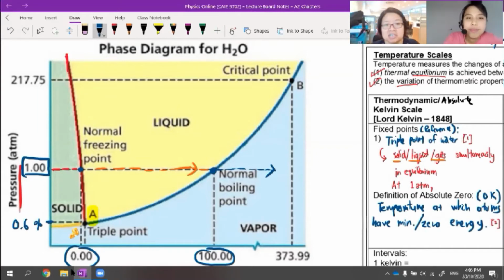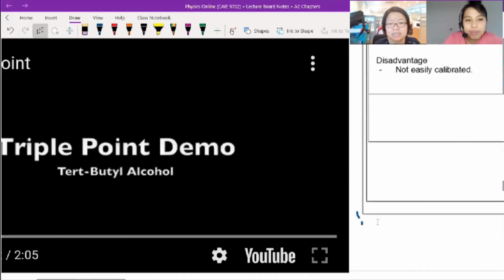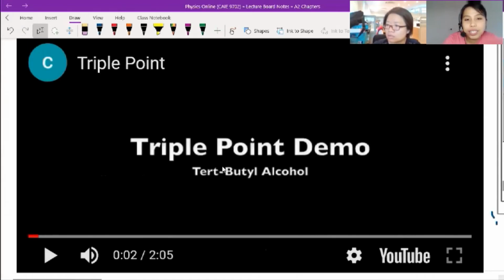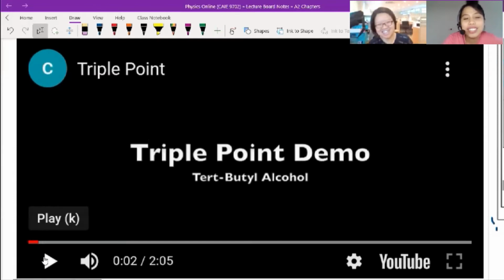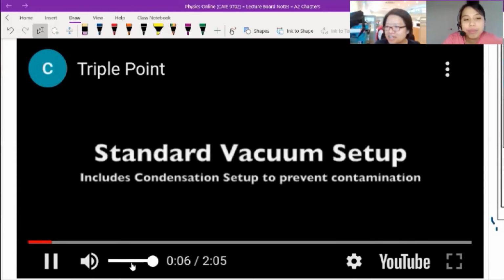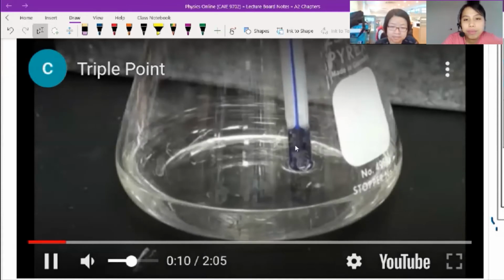But the good news here is different substances will have a different triple point. So we can observe triple point for other sort of substances, as you can see in the video that we will show you now. There's this weird thing, butyl alcohol. I don't know. We are both quite bad in chemistry. You can tell us what the chemical formula is. Yeah, but here, same thing lah. So we have a vacuum setup where you need to still pump out some air, okay?